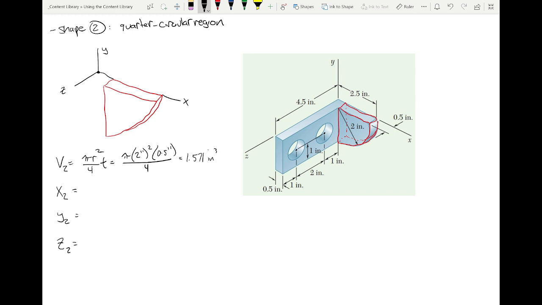You can see this is why I put a line through my Z's, because my Z's and my 2's look exactly the same. Okay. Let's start off simple. Let's start off with Z. What is Z going to be for this shape?